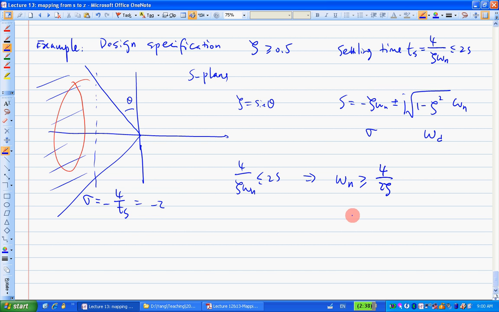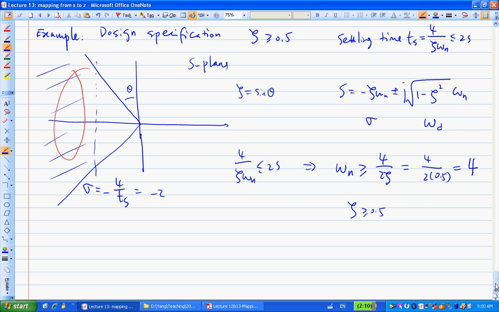At the same time, your zeta is greater than 0.5, which means you can just plug in the 0.5 here. Then omega n needs to be greater than what? 2 by 0.5, which equals 4. So the natural frequency needs to be greater than 4.